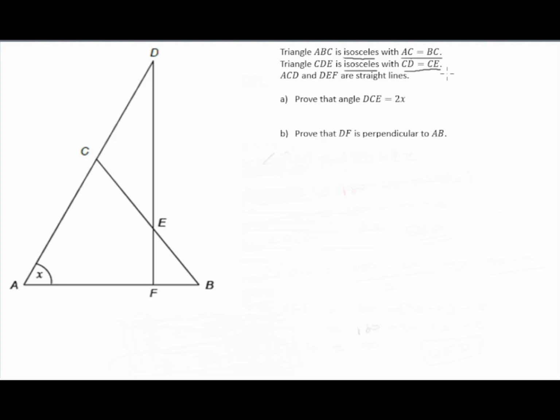Good. Now let's look at triangle ABC. Triangle ABC is isosceles. We know that AC is equal to BC, so we're going to make a mark to say that these two sides are equal. And for triangle CDE, we know that CD is equal to CE, so we're going to make a mark using a different color.